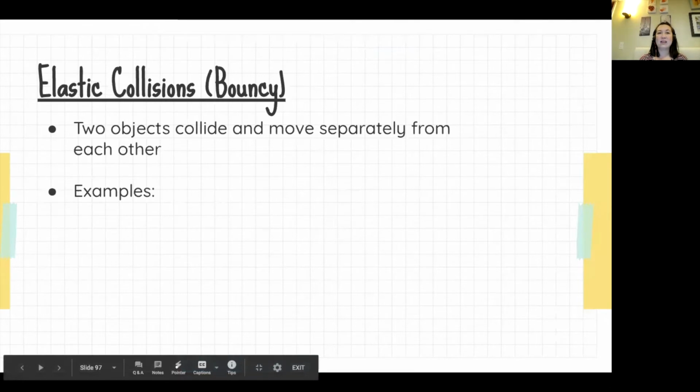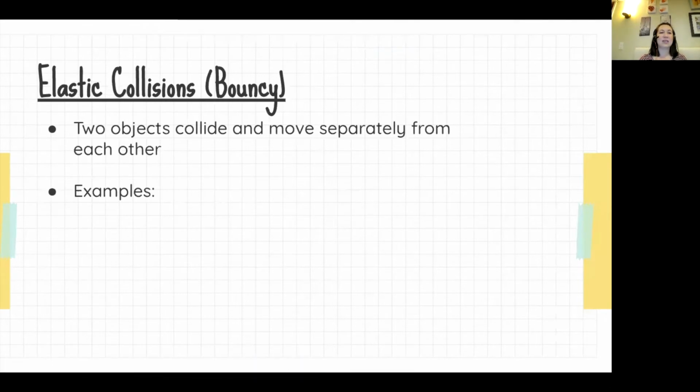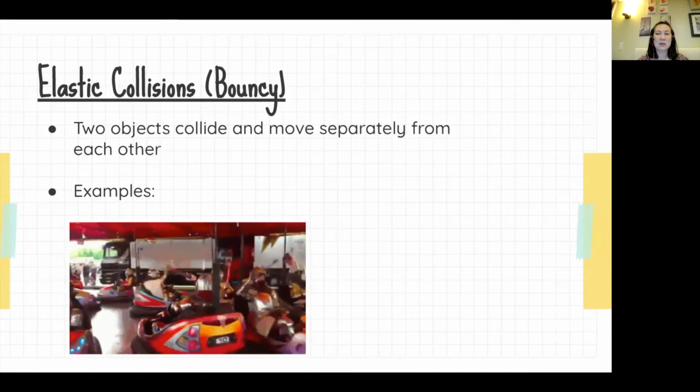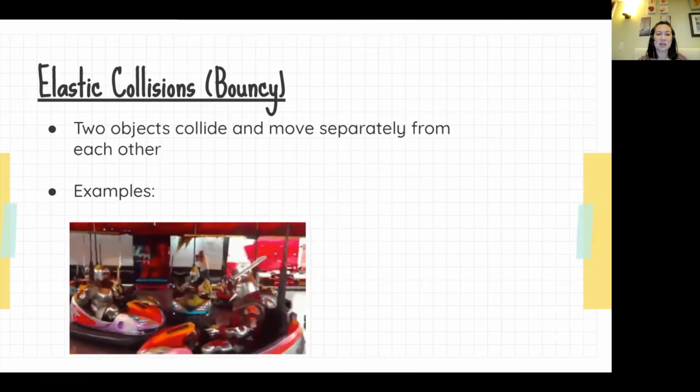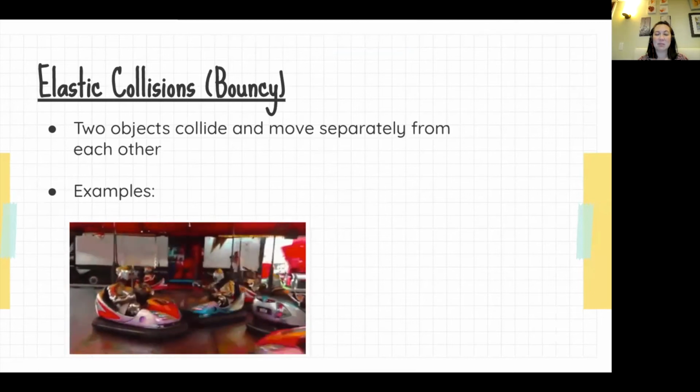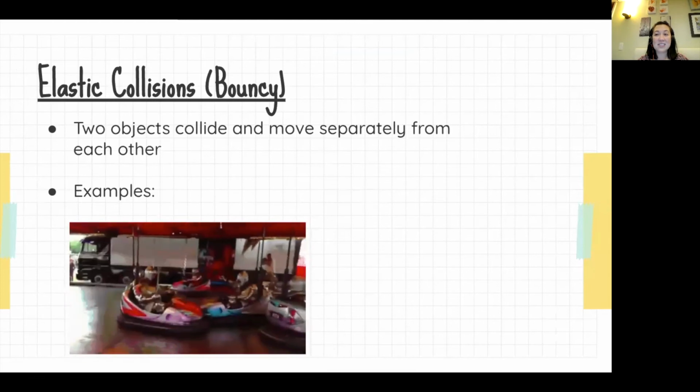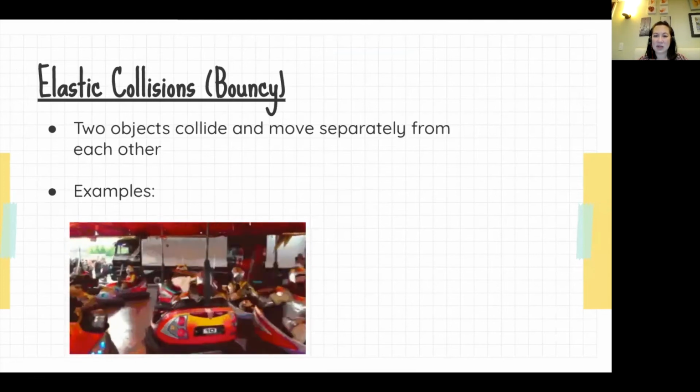On the other hand, elastic or bouncy collisions, these are two object collisions where our objects start apart and stay apart. This could be something like bumper cars, where these grown adults dressed as knights swinging swords are playing bumper cars. The cars never stick together, they bounce apart.